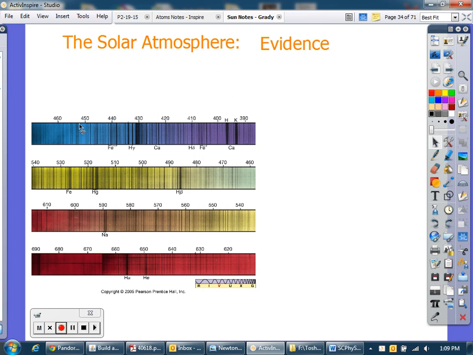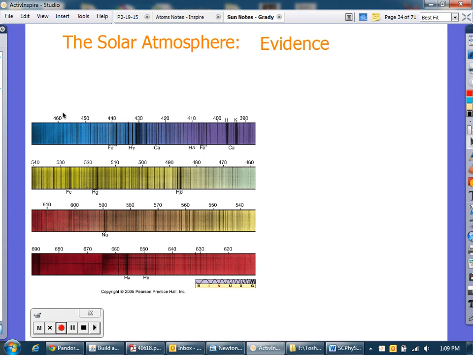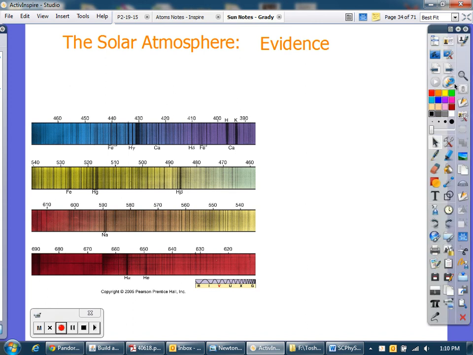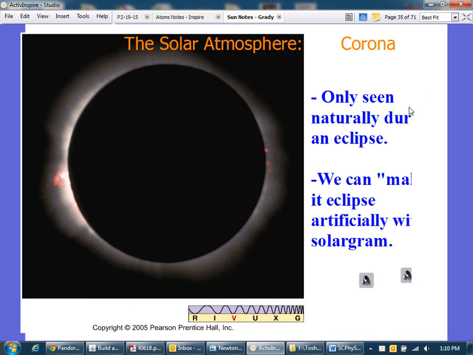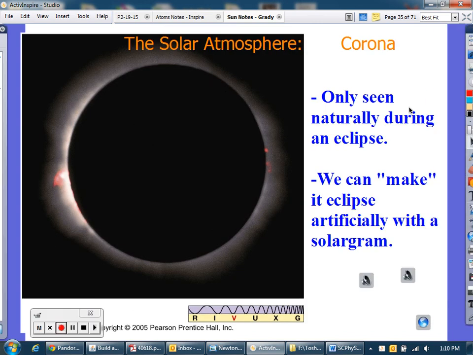Evidence for this is from solar telescopes, not on Earth. We see absorption lines in the spectra. There shouldn't be absorption lines if there's no atmosphere absorbing them out.